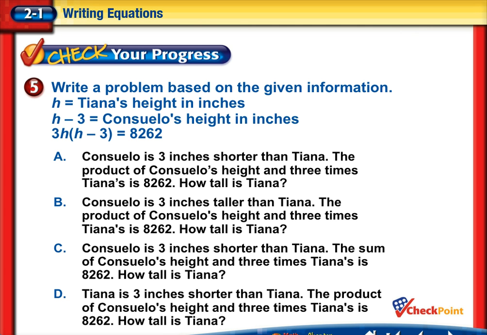Based on this equation right here, can you describe what's happening? No, you tell the name. Read the name. This is Consuelo, right? Consuelo's height times what here? What does 3H represent? Times 3, right? So 3 times Tiana's height times Consuelo's height equals? What should be the answer here? C, you said.